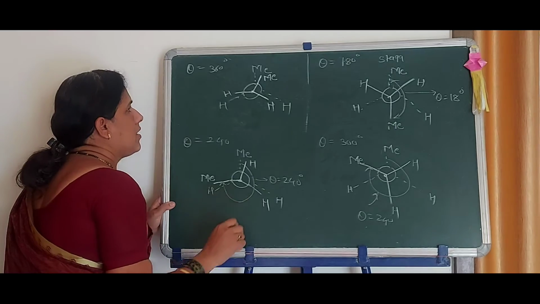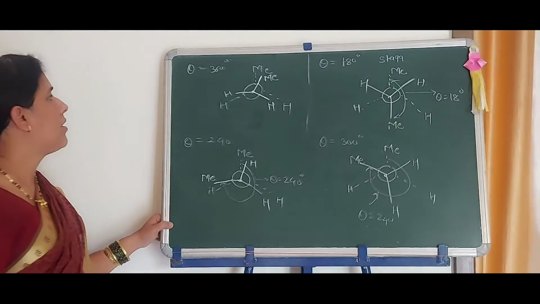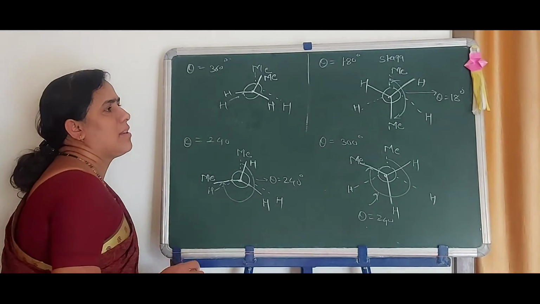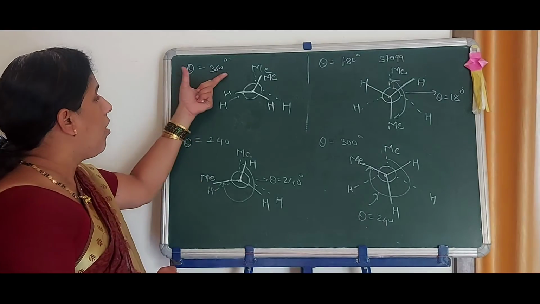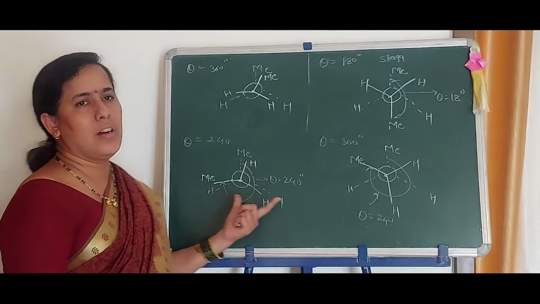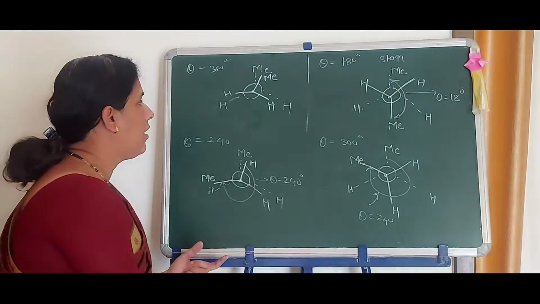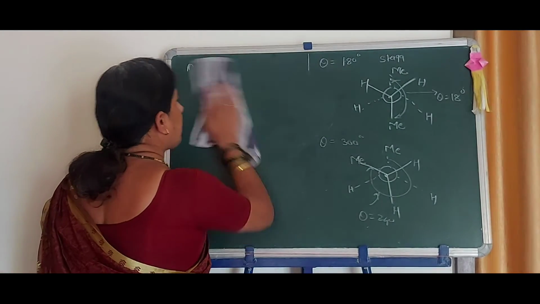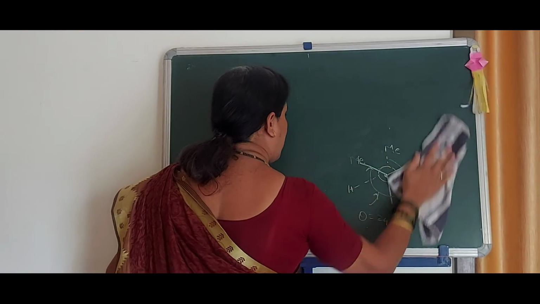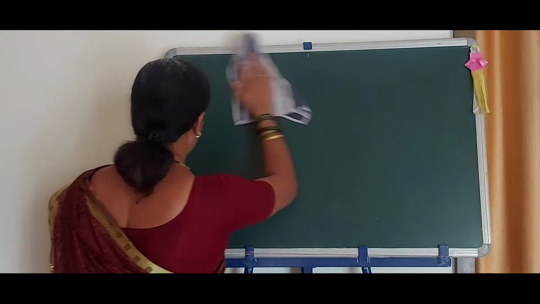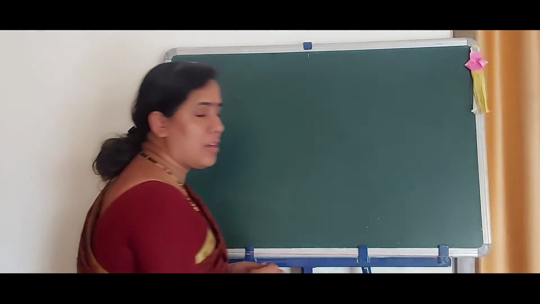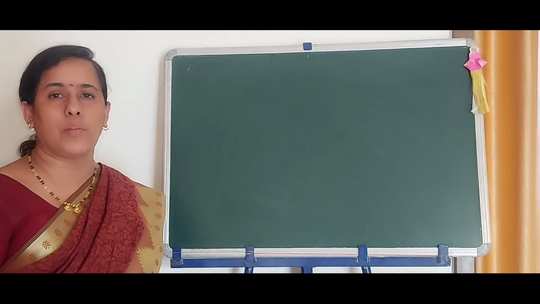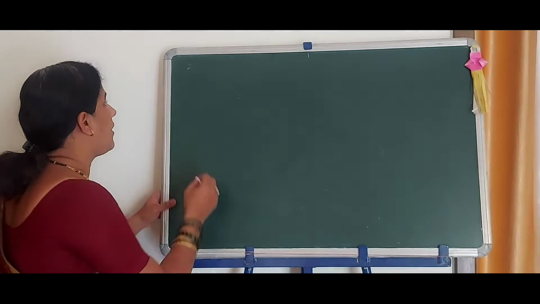Okay, this is the 360 degrees. In this way we can draw all the conformations by using the dihedral angle. In the next lecture we are going to see the conformational analysis of ethane.